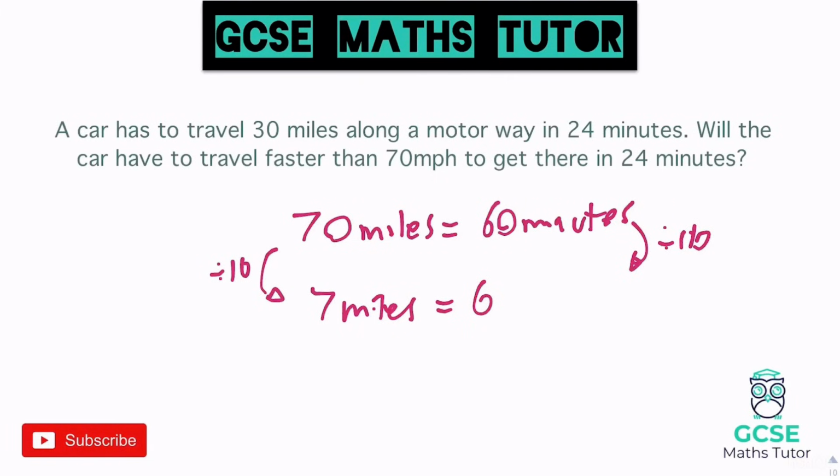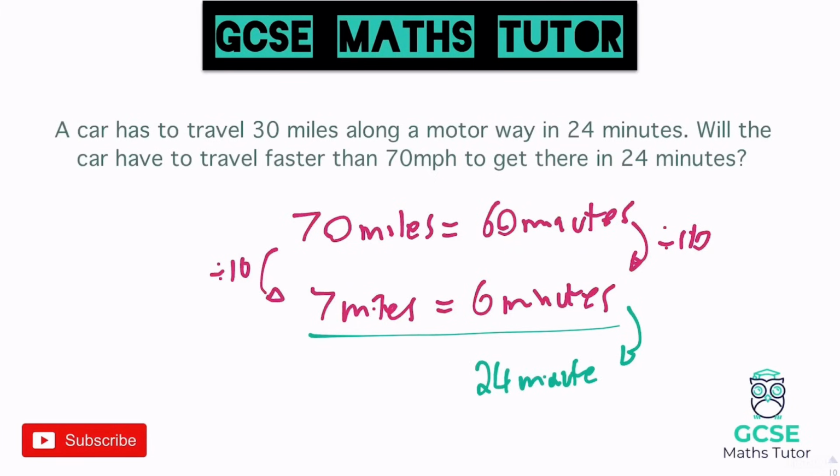So 60 divided by 10 gives us 6 minutes. There we go. Now it says we've got to go 30 miles and we've got to go there in 24 minutes. Now just having a look at this speed here, 7 miles equals 6 minutes. So travelling at this speed, if I wanted to get to 24 minutes, have a look, 24 minutes, we would times that by 4. So if I do the same to the other side and times that by 4, that gives us 28 miles. So travelling at 70 miles an hour, in 24 minutes we would go 28 miles.